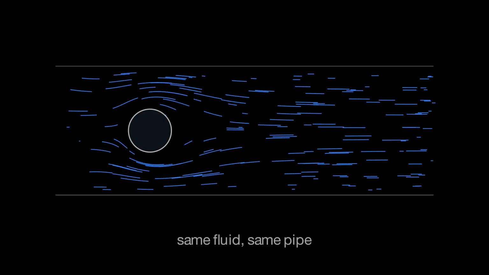Watch the same fluid in the same pipe. When it moves slowly, the flow is smooth and orderly. Speed it up, and it breaks into a churning, chaotic wake. Same equation, two completely different worlds, and one single number decides which one you get.